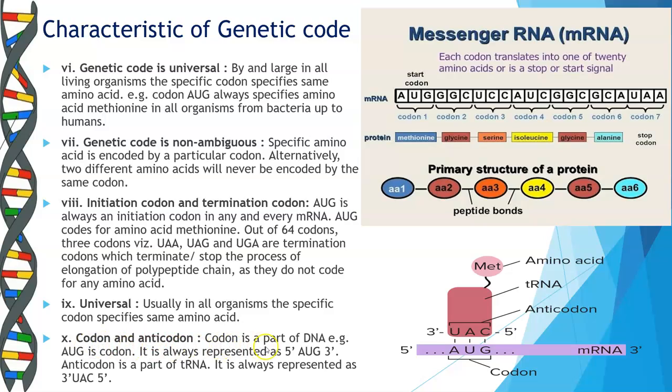Codon and anticodon. A codon is a part of your DNA. For example, AUG is a codon. This AUG is a codon which is a part of your DNA, and it is transcribed to your mRNA. It is represented as 5' AUG 3'. An anticodon is a part of your transfer RNA which is represented as 3' UAC 5'. You will see that they come together as complementary base pairings. A pairs with U because in RNAs, thymine is replaced with uracil. The rest follows the same rule of complementary base pairing.